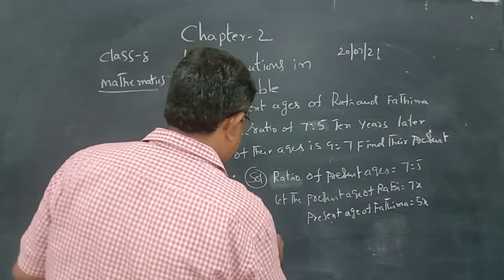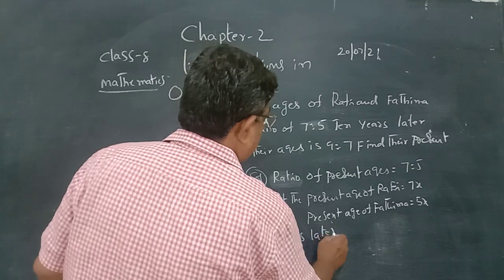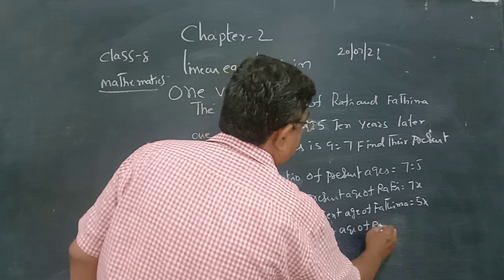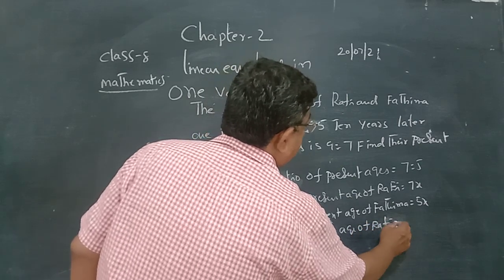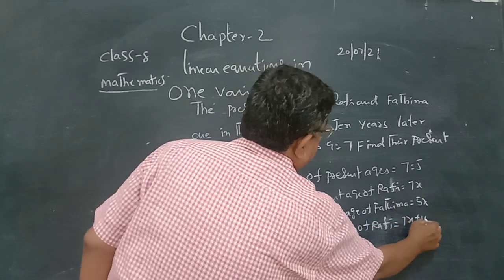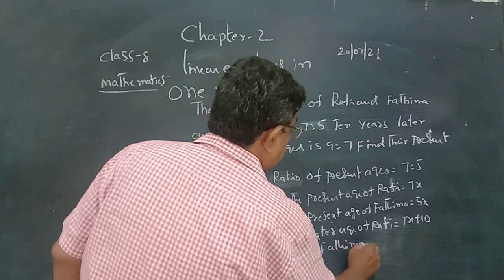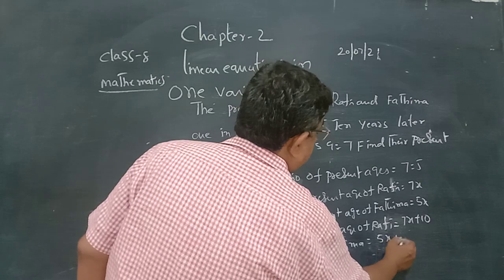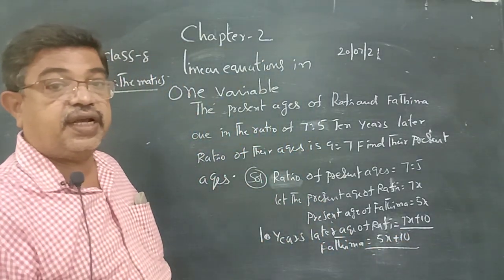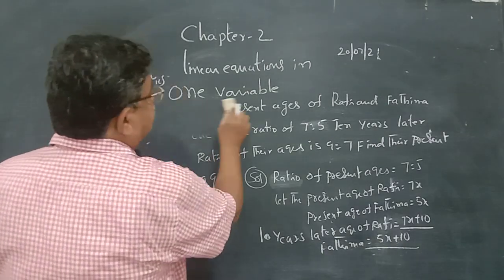10 years later, age of Rafi is equal to 7x plus 10. Fatima is equal to 5x plus 10. Now again the ratio of their ages after 10 years or 10 years later is given. Now we want to equate that. I will strike off the question now.